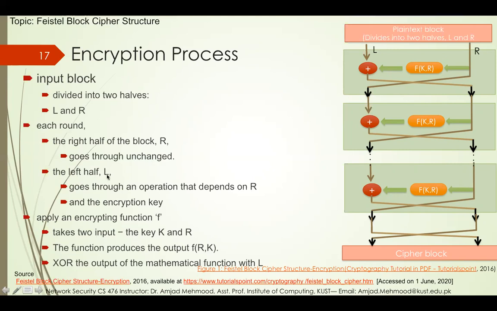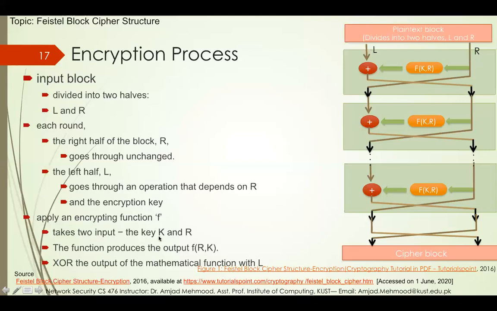In the left half, you will get the R here, and you need a key here, and then you will perform the process of encryption. The output of this encryption, you will XOR with the left half, and then you will provide the output of the left to the right side of the next round. So apply the encryption process.